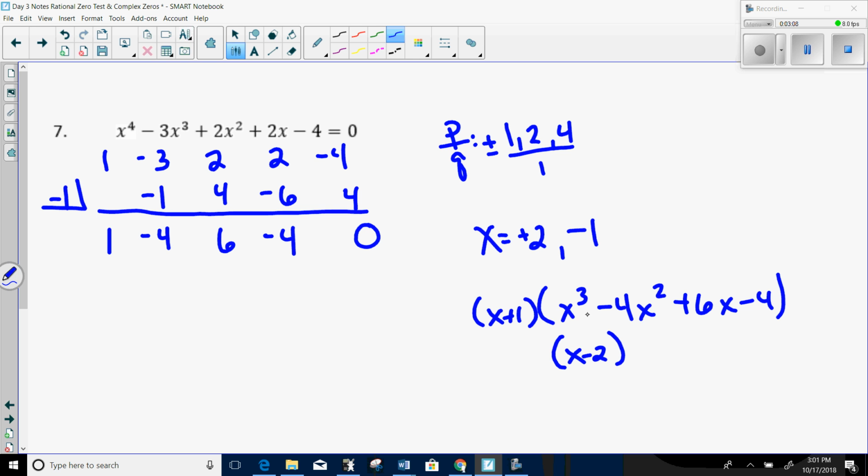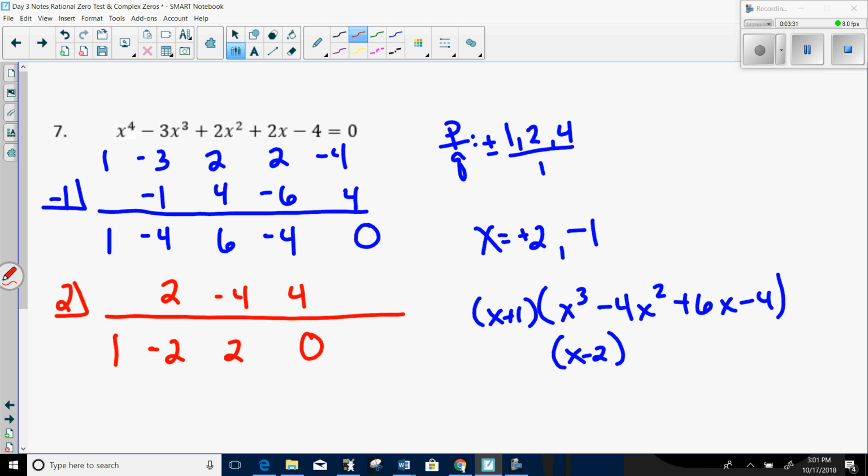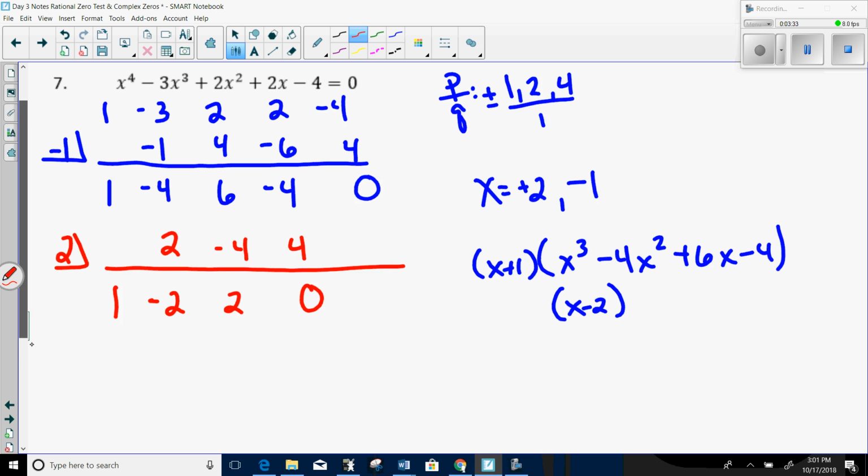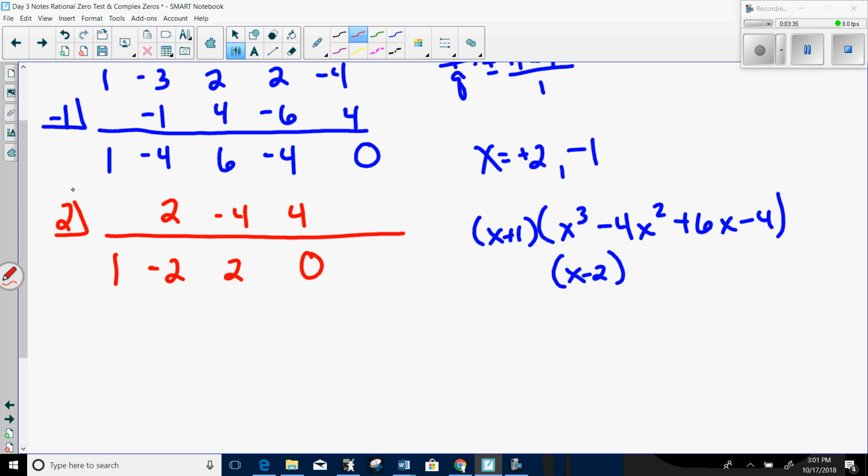So when we do synthetic division again, instead of using the original, we do synthetic division with the new polynomial, which is the coefficients of 1, -4, 6, and -4. Drop the 1 down, multiply, combine, multiply, combine, multiply, and you get a remainder of 0. So what that says is x plus 1 and x minus 2, or -1 and 2, are both zeros.